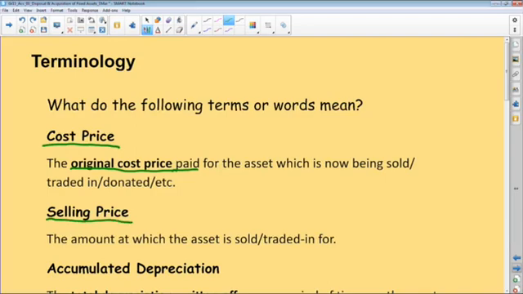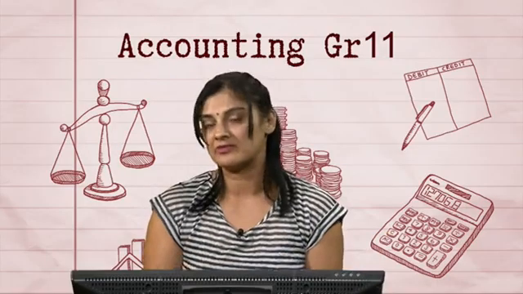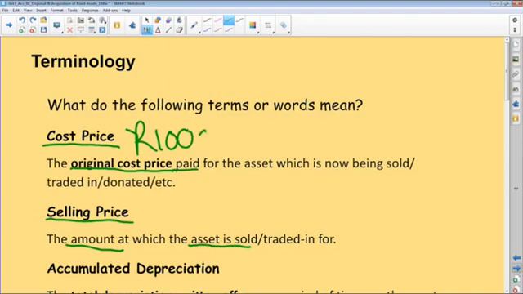Right, next concept, your selling price. Now the selling price, I'm sure most of you have got this correct already, but let's just go through it. The selling price looks at the amount at which the asset is being sold. So for example, cost price, I bought the asset, let's assume, at an amount of 100,000. But 5 years later, when I sell the asset, my selling price, what am I now selling the asset at? It could be an amount of 20,000. Very, very important. Know the difference between cost price and selling price.